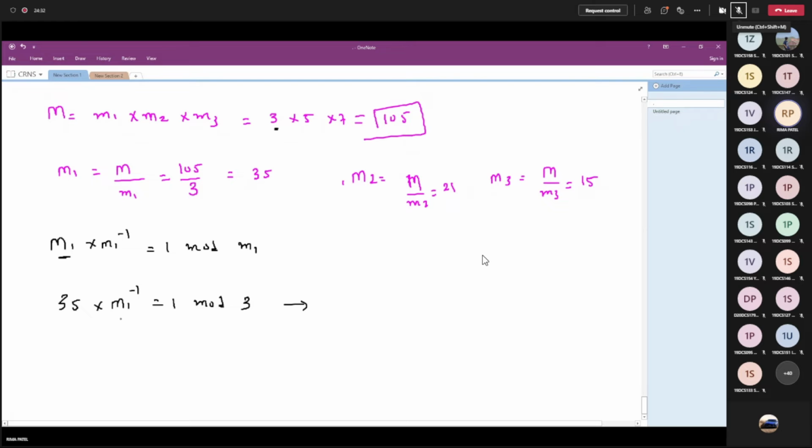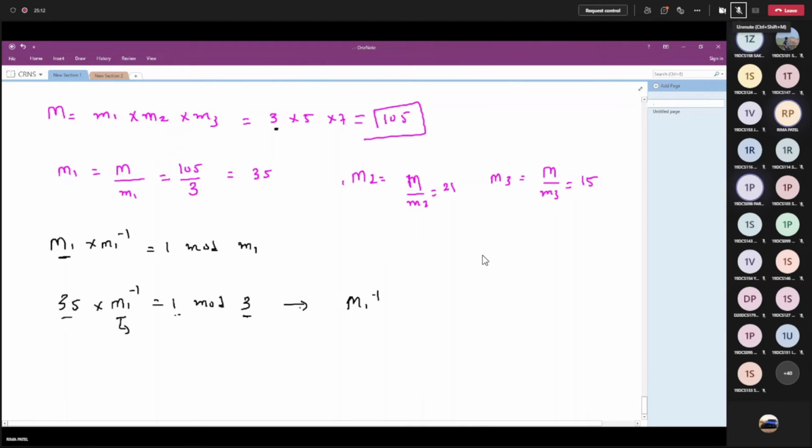I need to find the value of M1 in such a way that if I multiply it with 35 and divide it by 3, the remainder must be 1. That was the concept. So here we were putting 1, then 2, then 3, like that. We need to try it out, right? One number will give, if you multiply x into 35 and divide by 3, the remainder 1. So you will find the value of M1 inverse, getting? Yes or no?